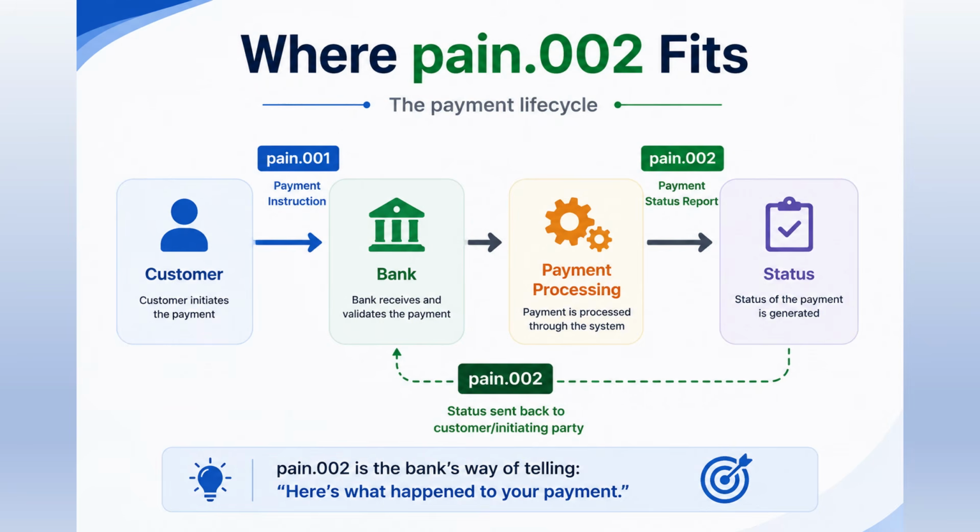Now let's place pain.002 into the bigger picture. First, the customer or initiating party submits a payment instruction. The bank receives that instruction and performs the required processing and validations. Depending on the processing stage and implementation, a status can then be communicated back to the initiating party. That status communication is where pain.002 comes into the picture. So the simplified journey is customer, bank processing, status.